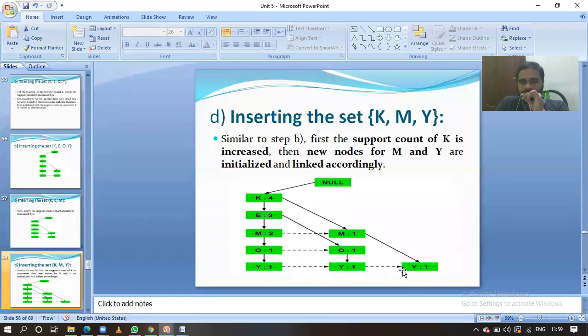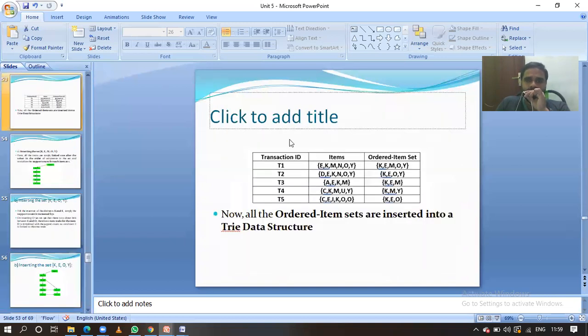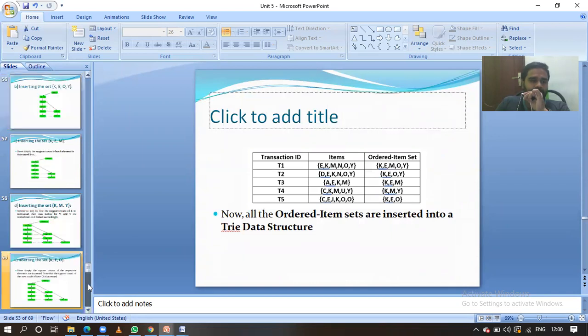Understand, guys? Okay, now KMY is also over. Right? What is the last one? That is KEO. We have to add the KEO also to the tree structure. That is the last one.